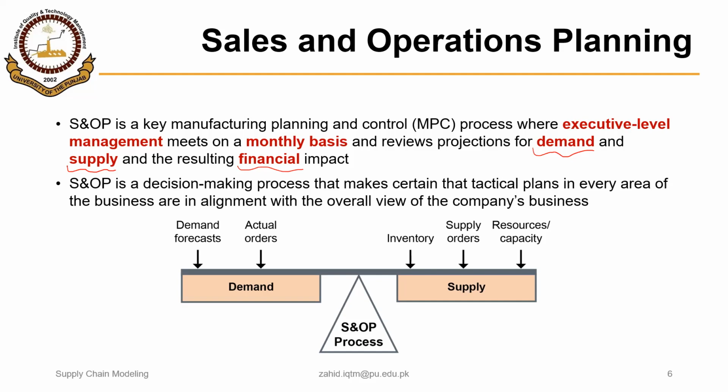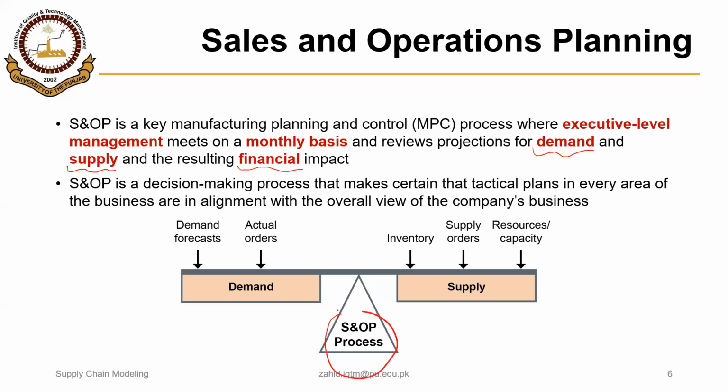So at least these three departments are directly involved in deciding the level of inventory that should be produced. So if they are not on one page, then of course, either we will be producing more than required or we will be producing less than required. So that is why this point is very important, that it is a decision-making process that makes certain that tactical plans in every area of the business are in alignment with the overall view of the company's business.